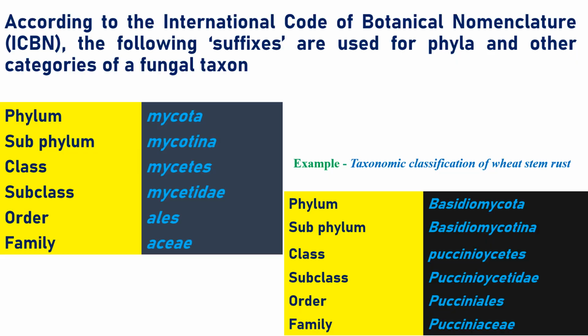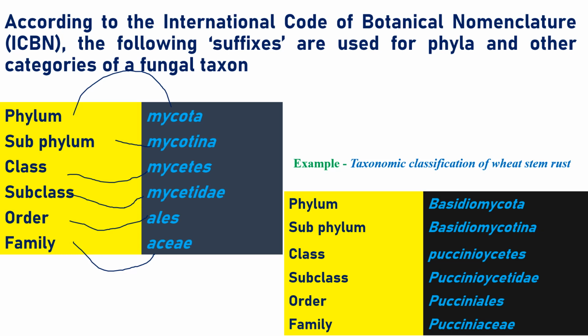According to the International Code of Botanical Nomenclature, there are standard endings for the categories. Phylum always ends with -mycota. Subphylum always ends with -mycotina. Class always ends with -mycetes. Subclass always ends with -mycetidae. Order always ends with -ales. Family always ends with -aceae. This applies whatever the classification, whatever the fungus it is. So these are the standard endings.